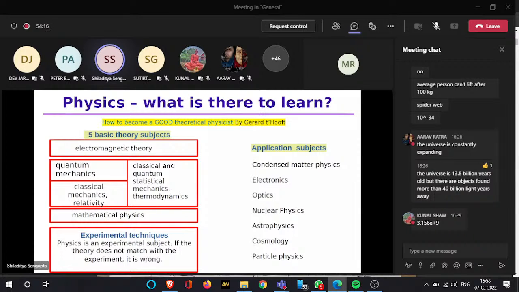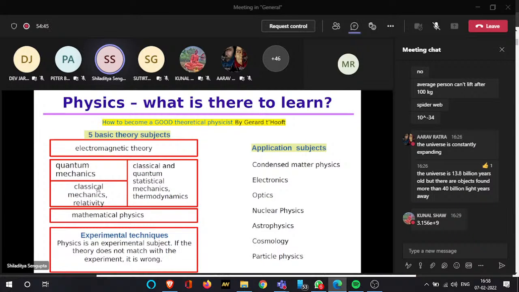There are certain fundamental subjects, and first of all there are two differences. One is that you study experiments, which is practicals, and these experiments are very important because physics is actually an experimental subject. No matter how good your theory is, if it doesn't match with experiment, it is wrong and you should modify it. This is the first rule, the first law of physics.